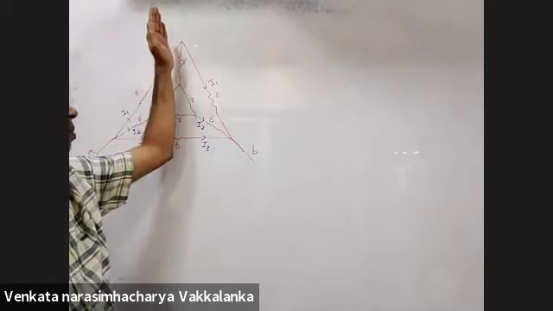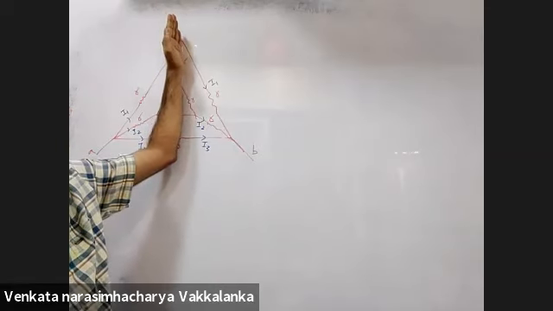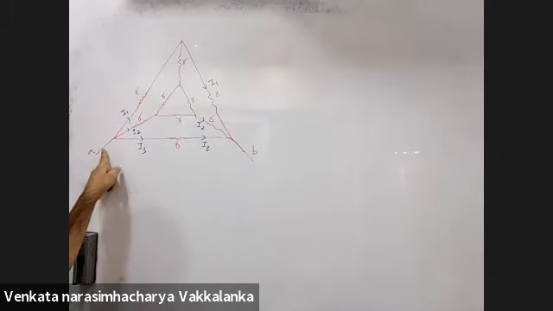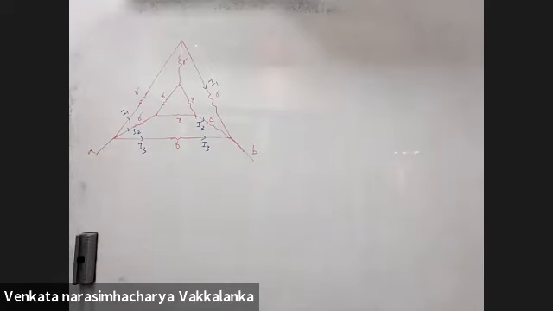Because it is symmetric about this line. If I keep a mirror here, left and right look identical. And I should get back the same current which is entering here. I1 plus I2 plus I3 is entering. I1 plus I2 plus I3 is coming out. Right? Yes, sir.